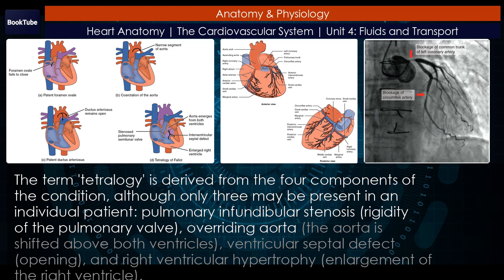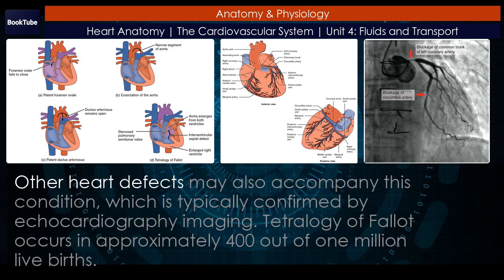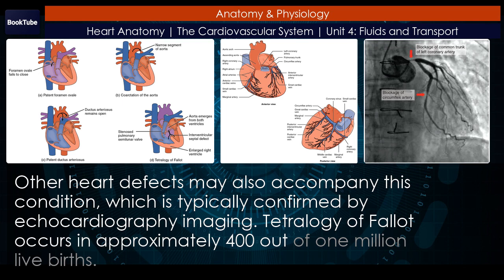The aorta is shifted above both ventricles. Ventricular septal defect, opening, and right ventricular hypertrophy, enlargement of the right ventricle. Other heart defects may also accompany this condition, which is typically confirmed by echocardiography imaging. Tetralogy of Fallot occurs in approximately 400 out of 1 million live births.